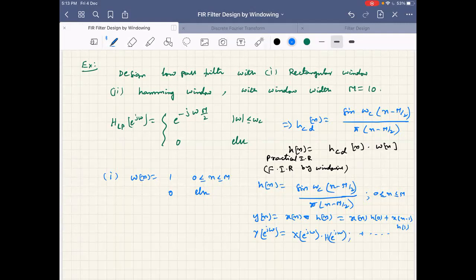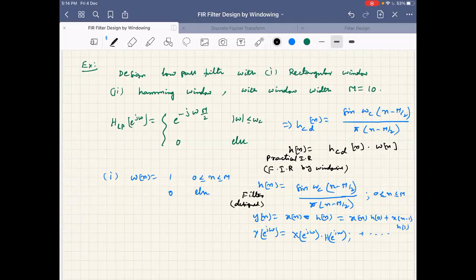All this can be done given that we have already designed the filter. Designing the filter means getting this impulse response. This itself is the filter, or the designed filter. Just getting this h of n is designing the filter. Please note that. And in the second example, now, what do we take?